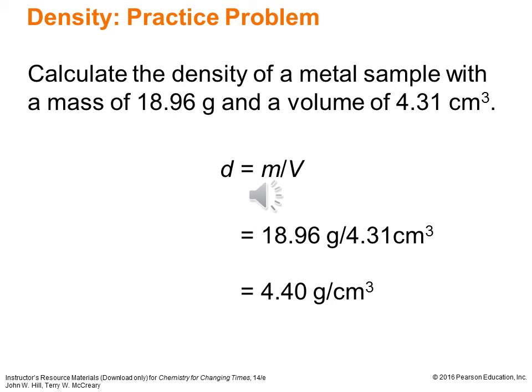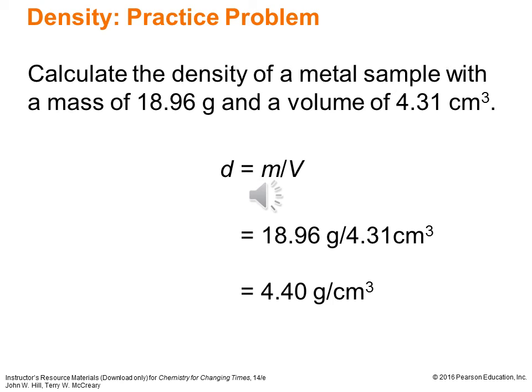All have to do with Chapter 1. Anything that you recognize, you should go ahead and work on and try, and get in touch with me if you're having trouble. But before we go into Mastering Chemistry mode, let's practice together how we would calculate the density of a metal sample with a mass of 18.96 grams and a volume of 4.31 cubic centimeters.